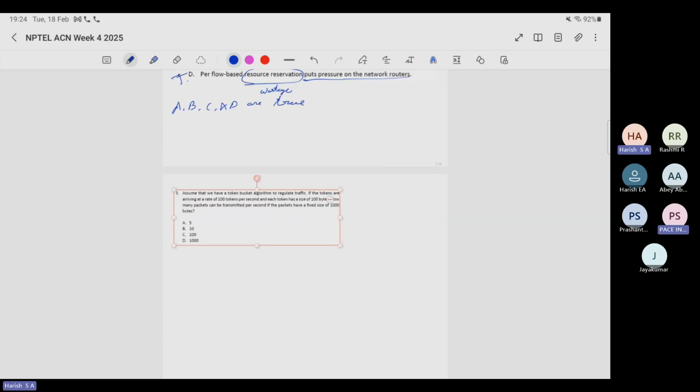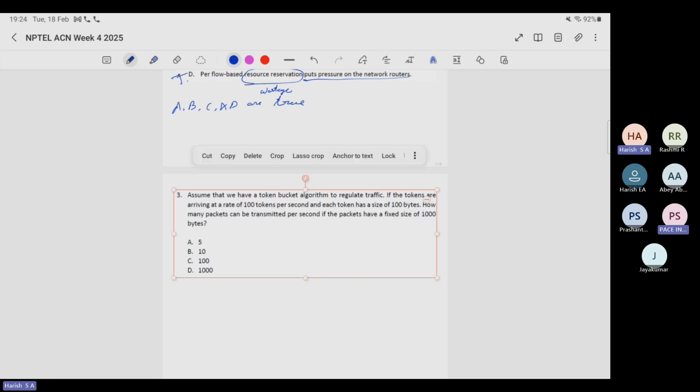Now this is a numerical. I'll show you how to solve them. The 2 common numerical questions from this week's syllabus are going to be token bucket and leaky bucket, right? And max-min. So let's see how to solve those questions.